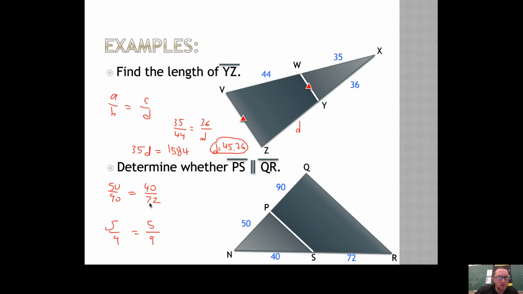The other way is just to see if the cross products are the same. 90 times 40, that's going to give you 3,600. 50 times 72, that's also going to give you 3,600. So they are the same. So are they parallel? Yes. That's how you use those two theorems that we learned in this section.